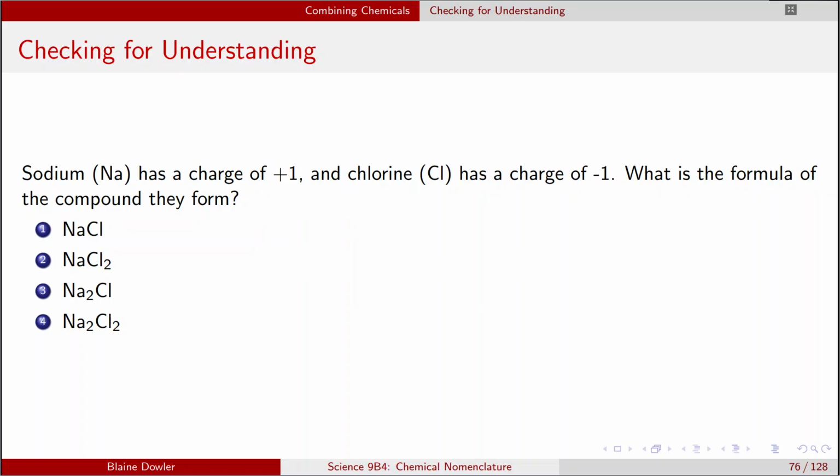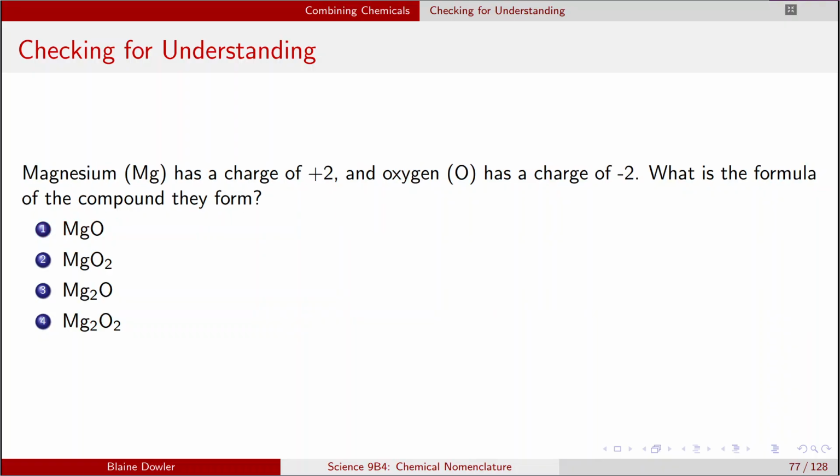Sodium has a charge of +1 and chlorine has a charge of -1. What is the formula for the compound they form? NaCl, NaCl2, Na2Cl, or Na2Cl2? Pause now if you need more time. It is the first one, NaCl. Na2Cl2 would also balance, but for ionic compounds, we take the lowest ratios, or the lowest set of subscripts, that will satisfy the conditions and balance the charges.